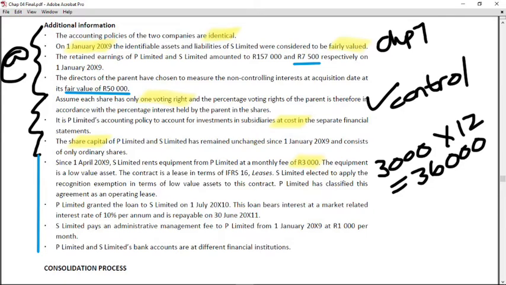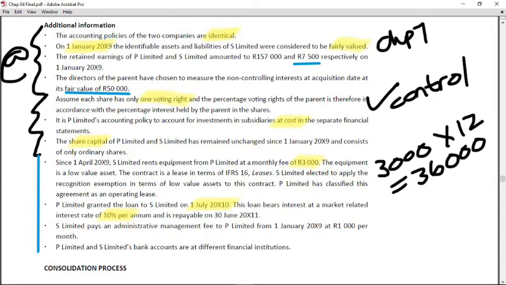transaction. Then here's the information about the loan. P Limited granted the loan to S Limited on 1 July 20X10. Now that happened in the current reporting period. This loan bears interest at a market-related interest rate of 10% per annum and is repayable on 30 June 20X11. So the full balance is still outstanding. Remember, we have to answer that question whether it's still outstanding. So the balance will have to eliminate, and the finance cost and finance income will have to eliminate as well.